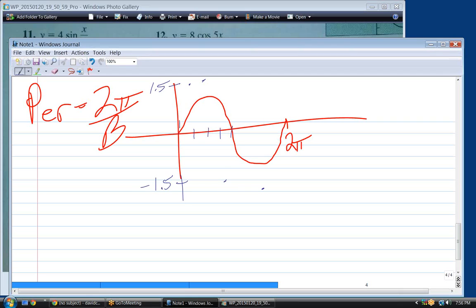So I need to draw it like this. Go up, come back through the midpoint, through the x-axis, come back, hit my minimum there, and come up. Only that should be curved. I'm not a very good artist. So I've vertically stretched it by 1.5, and I've horizontally compressed it by a factor of 2.